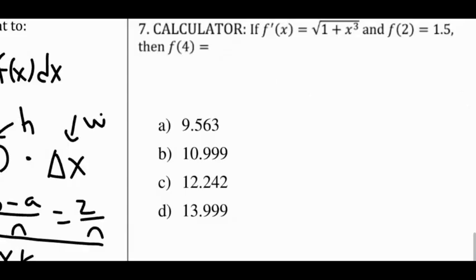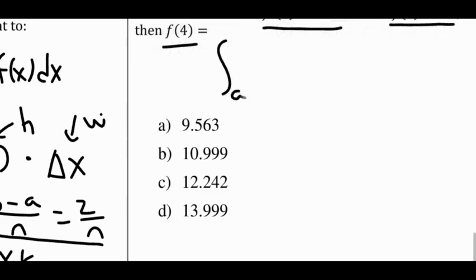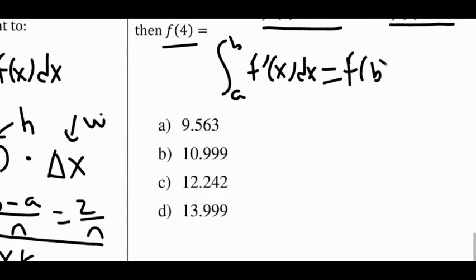Question number 7. I am given a derivative and I have one f value and I'm asked to find the other f value at another point. Whenever you have the derivative of a function, you have one value of the function, but you don't know the other value of the function, this is just the Fundamental Theorem of Calculus, which, to rewrite the formula, states that integrating the derivative from a to b gets you that original function at b minus that original function at a.